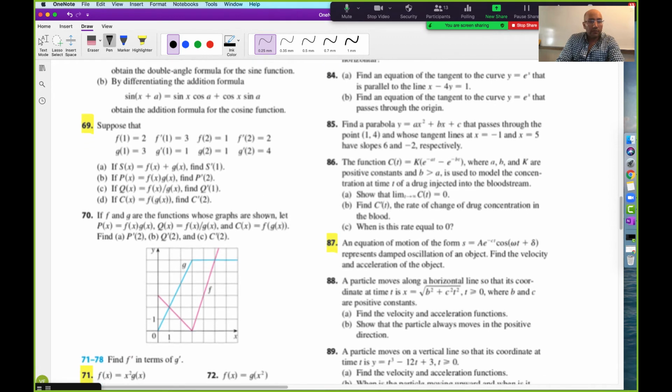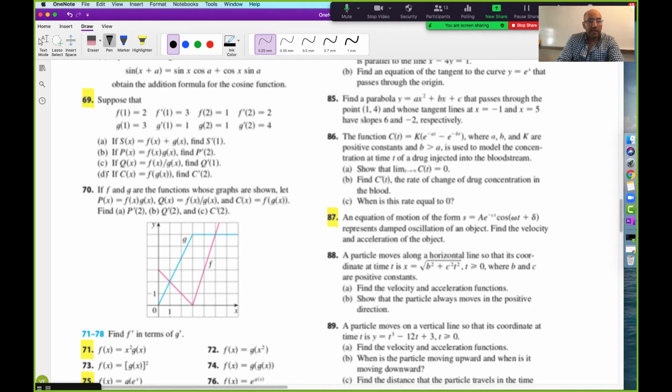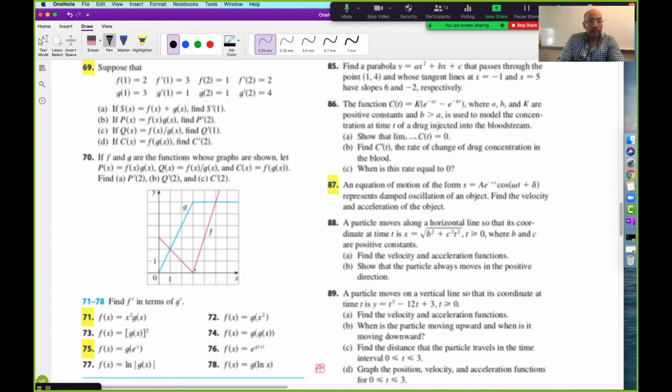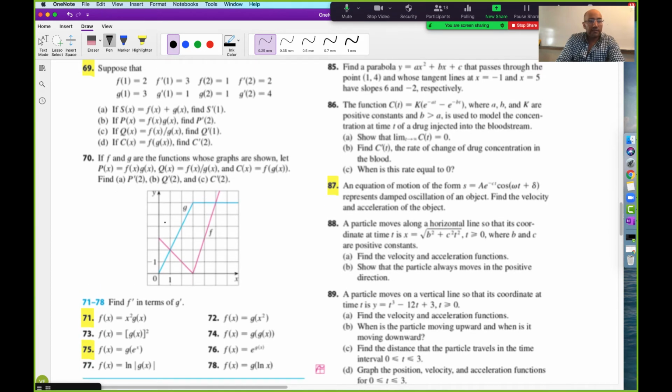I'm a little sad that 70 did not land as one of the target ones, and it's one of my favorite questions. So let's do 70. 69 and 70 are very similar, except in 69 they just gave you the values of the functions and the derivatives, whereas in 70 you have to figure that out based on this little graph here, right? So this is a beautiful test question, one of my favorite questions ever. Hint, hint. So let's do that one.